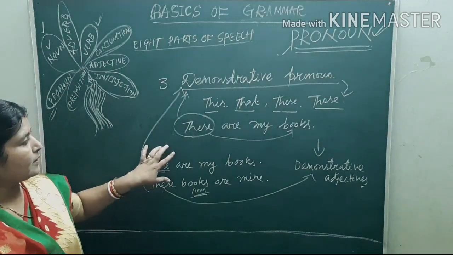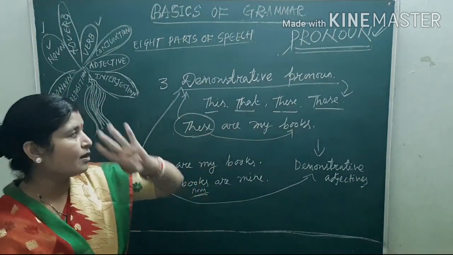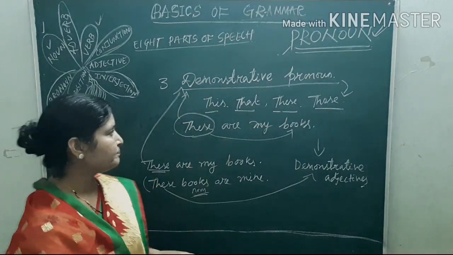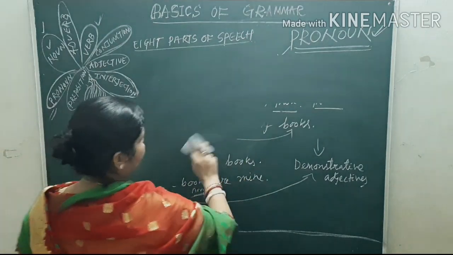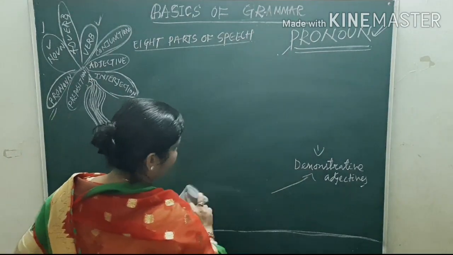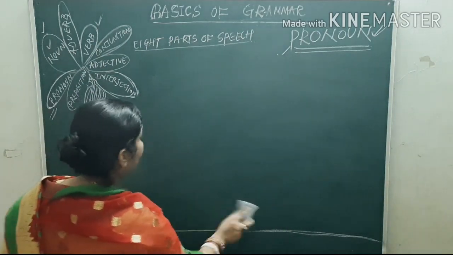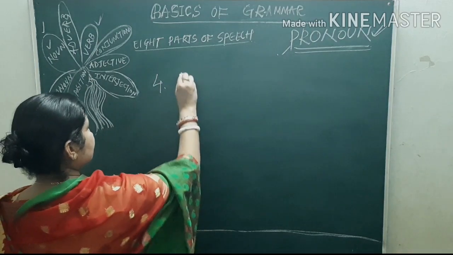So always remember this, that, these, those. These four words are always used as the demonstrative pronoun. Okay? Are you getting me, children? Then number 4. Reflexive pronoun.